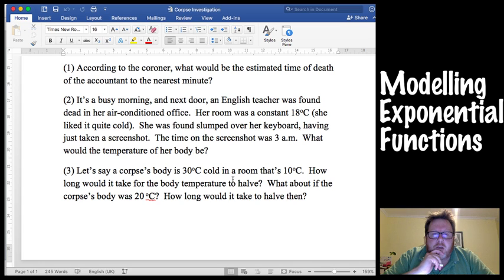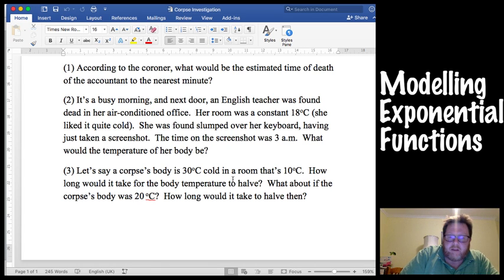So, screenshot was 3 a.m. What would the temperature of her body be? Okay, so let's assume that we're still talking about 10 a.m. That maybe it's a second coroner that's gone next door, because when you've got a double death in a school, you usually have more than one coroner. That's the standard. Okay, so we'll assume it's 10 a.m.